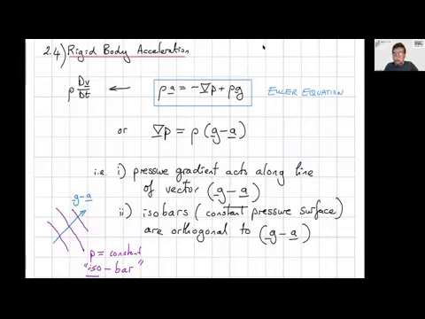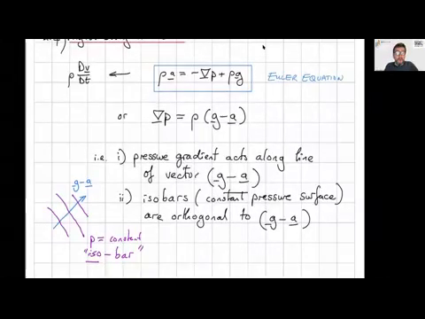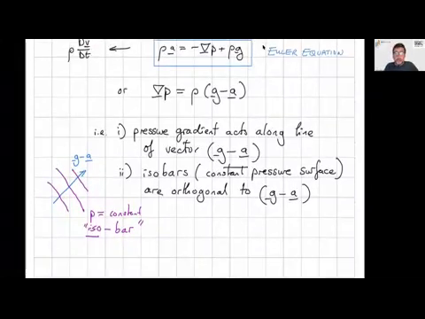The other thing that we can take away from this is that we can draw isobars. An isobar is a line of constant pressure. Iso is the Greek word for equal, and so this means equal pressures. Here are a set of isobars that I've drawn. And the important thing to recognize is that they are orthogonal to g minus a. So this angle is 90 degrees.